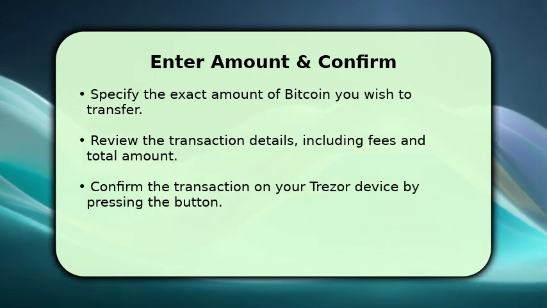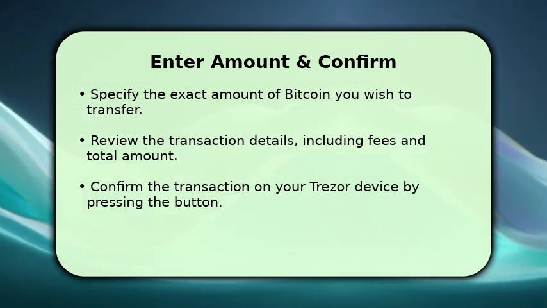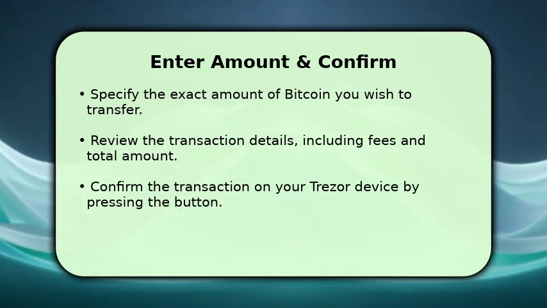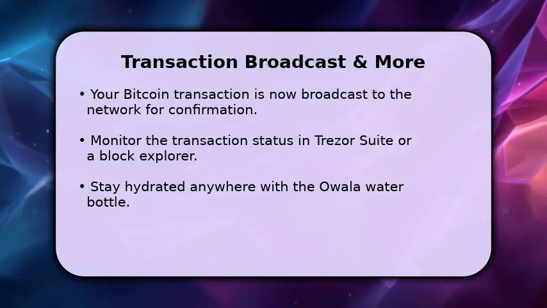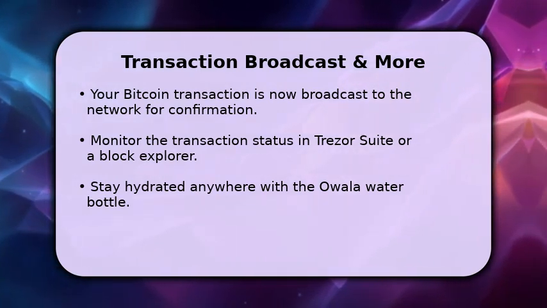Finally, confirm the transaction directly on your Trezor device by pressing the physical button. This physical confirmation adds an extra layer of security to your transfer. Once confirmed on your Trezor, your Bitcoin transaction is broadcast to the blockchain network. It will then await confirmation from miners.